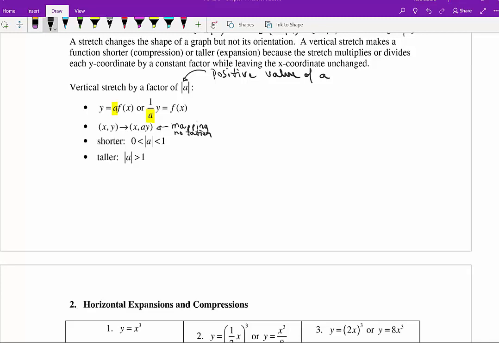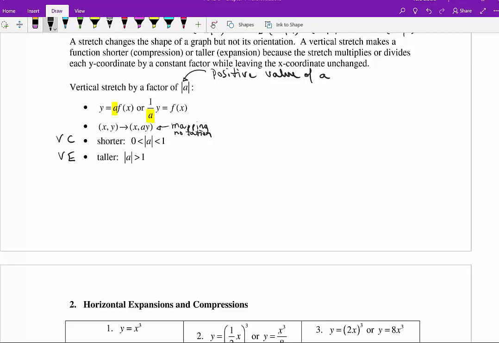Okay. If our a value is between 0 and 1, then we have a vertical compression. The graph becomes shorter and wider. If we have the a value being greater than 1, then we have a vertical expansion.